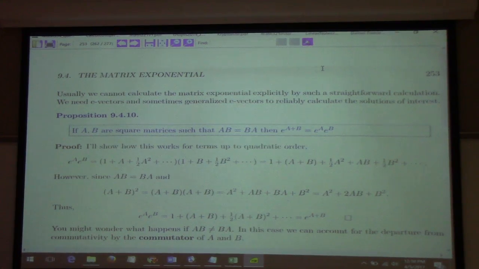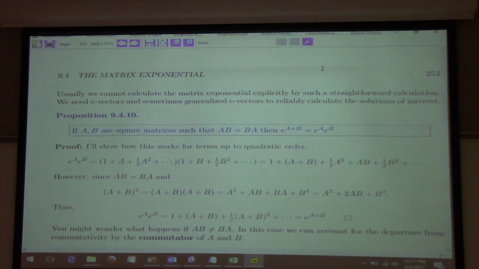So when I look at the exponential e to the A plus B, that would be like 1 plus A plus B plus 1 half A plus B squared, right? And so if I divide by 2, I've got 1 half A squared, I've got AB, I've got B squared. These terms match. Those terms match, right? And so that proves that this exponential is equal to that exponential up to quadratic order.